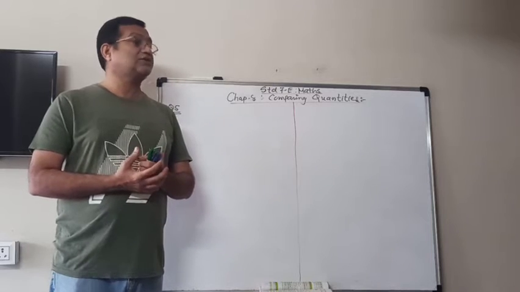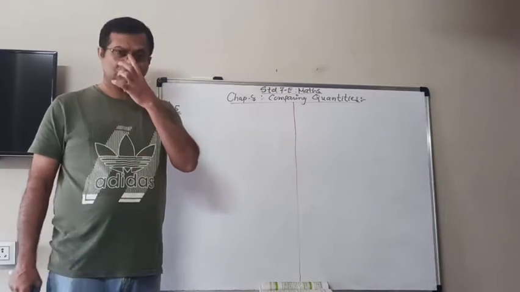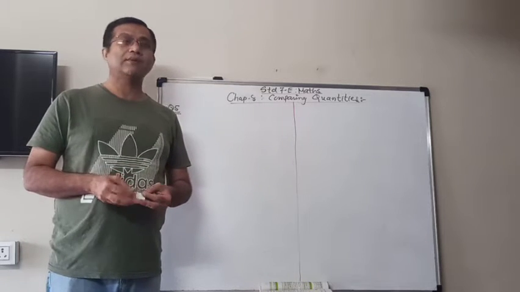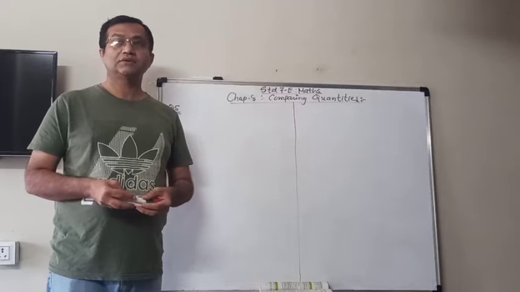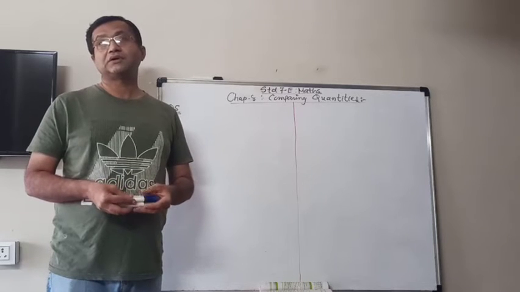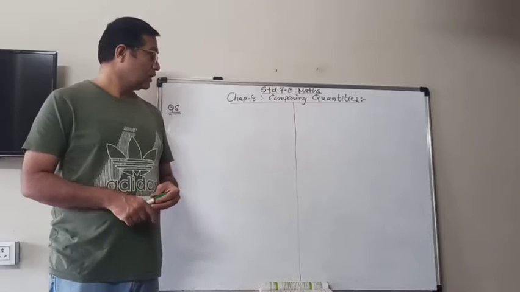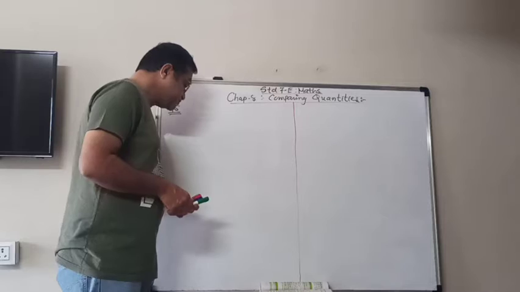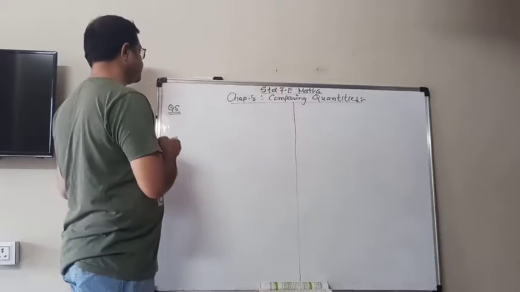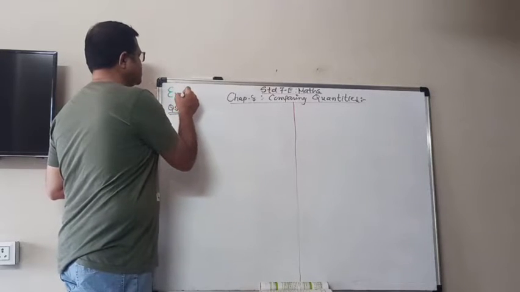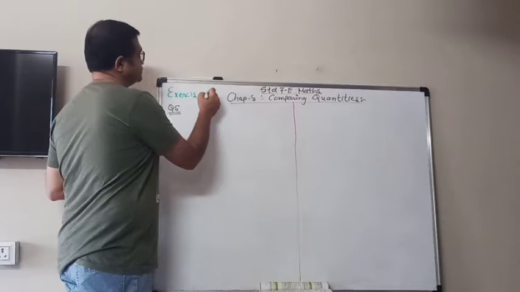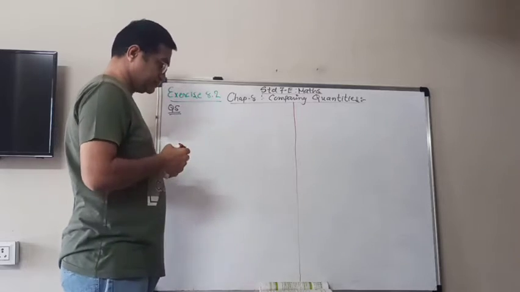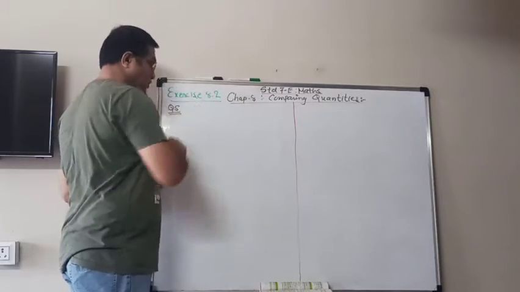Standard 7th, chapter number 8, comparing quantities. In this chapter, we learn about the comparison using the percentage. And we are on exercise 8.2, in which questions number 1 to 4 are finished. So let's start with question number 5.